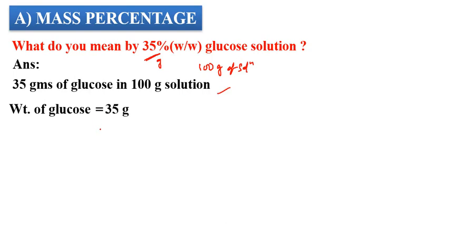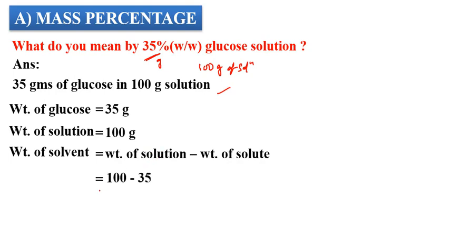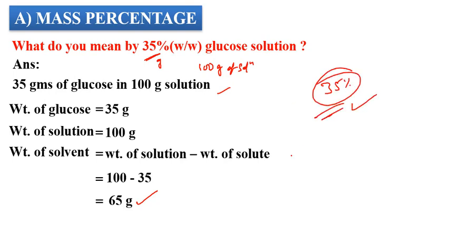Weight of glucose is 35 gram, weight of solution is 100 gram, then weight of solvent will be 100 minus 35. You can see here, 65 gram is solvent. Understood now? 35% means that, suppose 10% means 10 gram is present in 100 gram of solution, right?